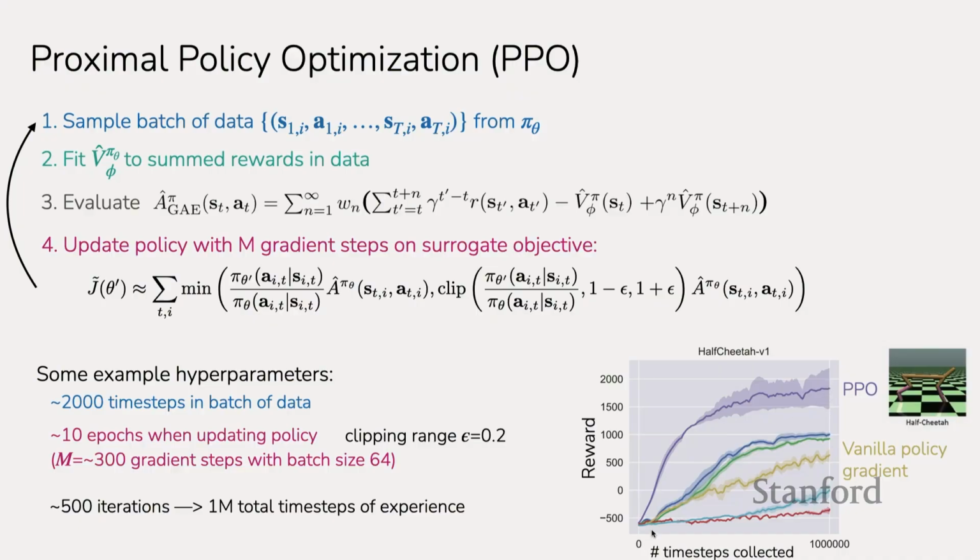And you can see that with less experience, it's able to improve much faster, because it's fitting the advantage function and because it's doing the clipping on the gradient in order to take many more gradient steps on a single data point.